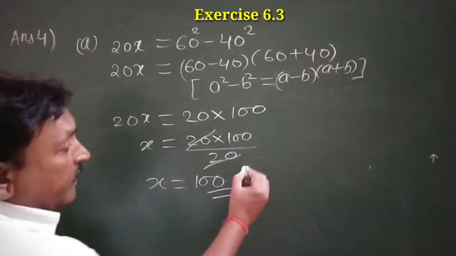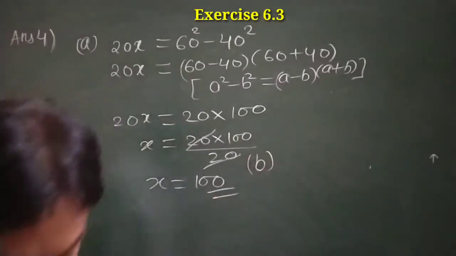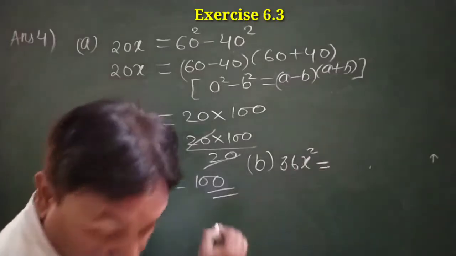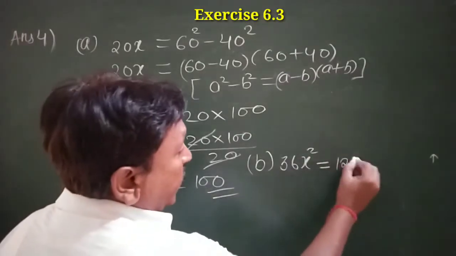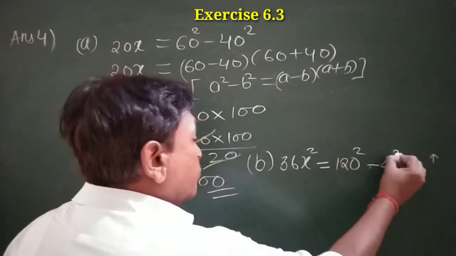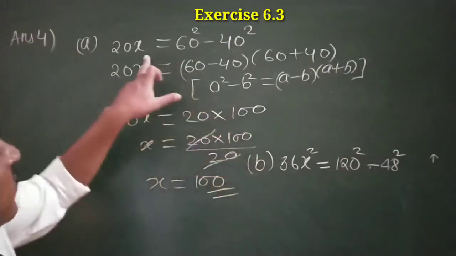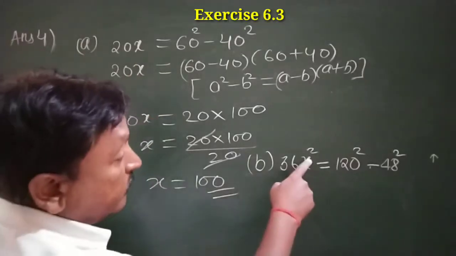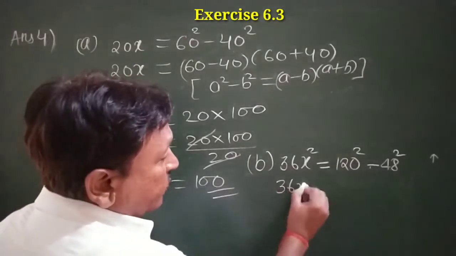Student, just see part B. Part B of this question is 36x square equals 120 square minus 48 square. This is just like this question. Okay, we have to find out the value of x square, so we can use it.